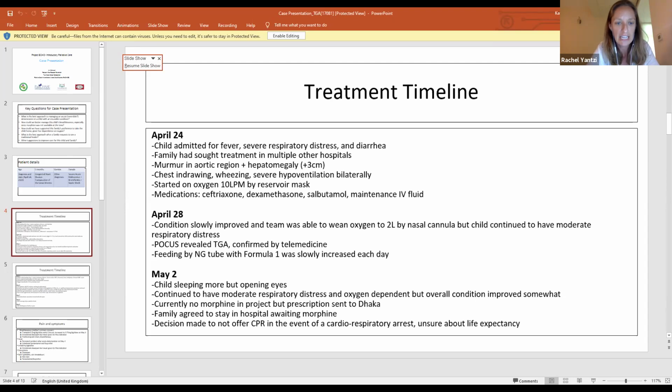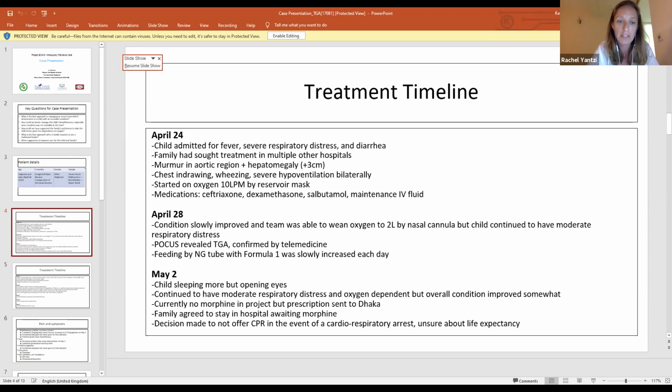So on May 2nd, the child was becoming more sleepy, but she was still opening her eyes and moving around, having some periods of irritability. She was continuing to have this moderate respiratory distress and was oxygen dependent. In order to maintain a saturation, even to get her saturation up to 85, she required oxygen. But generally her condition was improving.